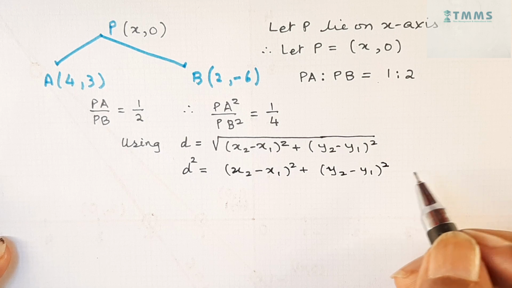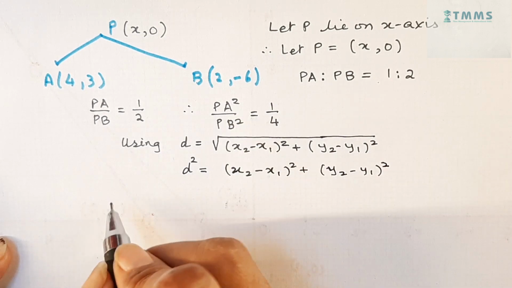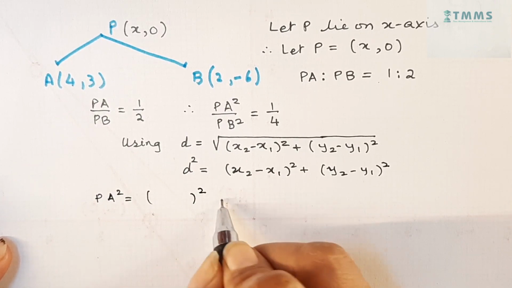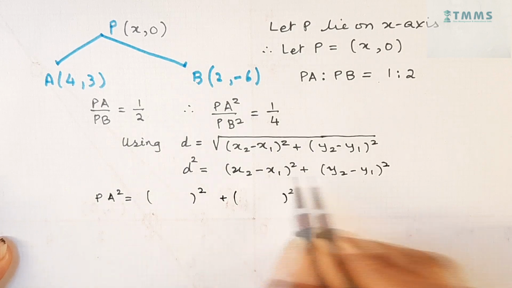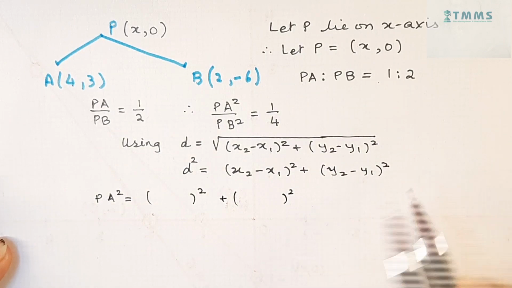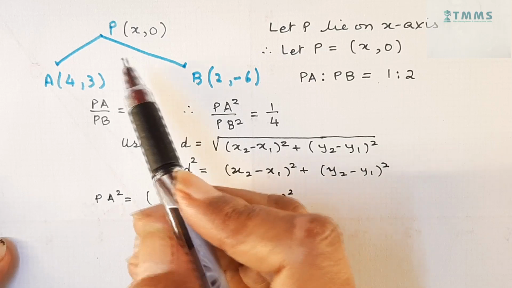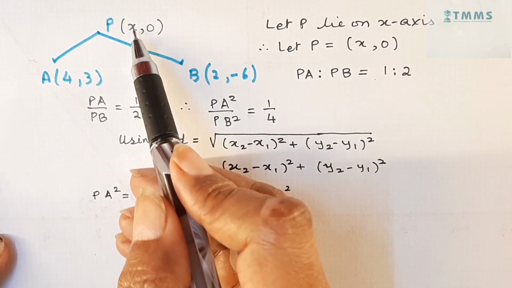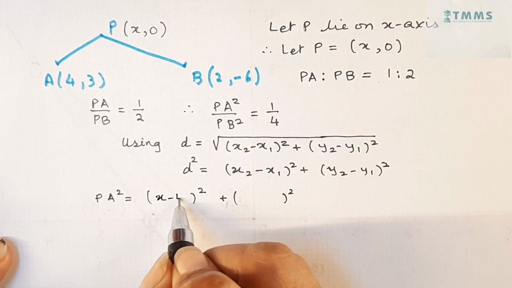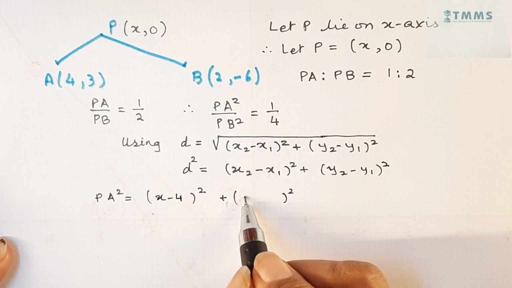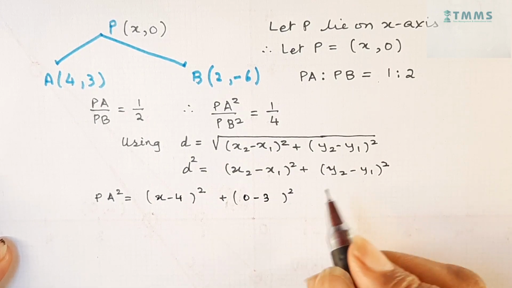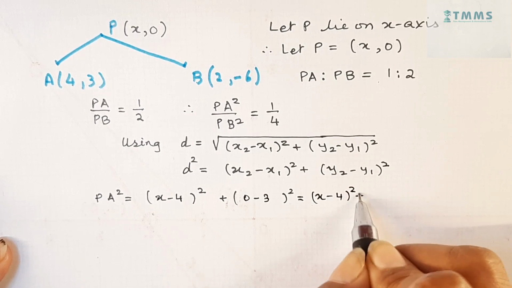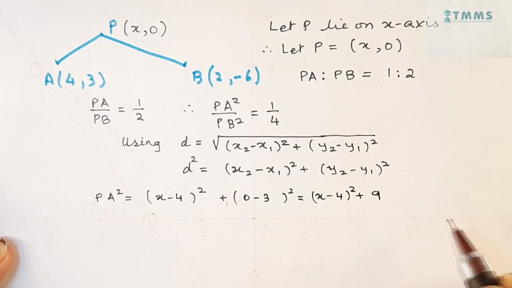Did you understand the tip number 3? So we are going to use PA square. Separately we will take PA square. PA square, we will keep the brackets ready for (x2 minus x1) whole square and (y2 minus y1) whole square. So PA will be x2 minus x1. I will have to use this as x2. So this minus this will give us x minus 4. And this minus this will give us 0 minus 3. And that will give us (x minus 4) whole square plus (minus 3) whole square, that is 9.